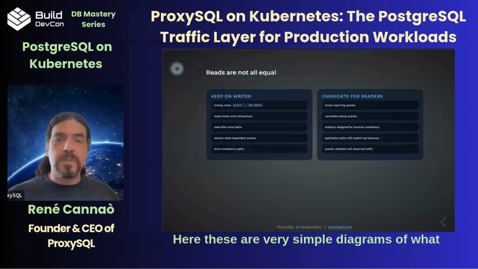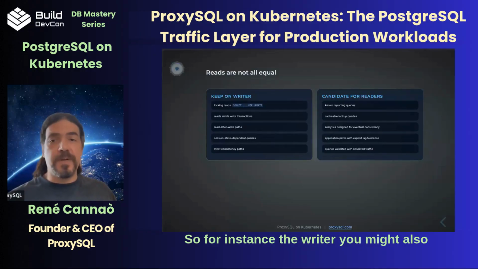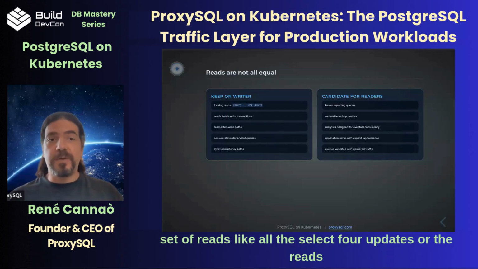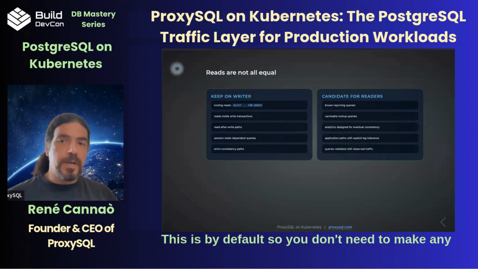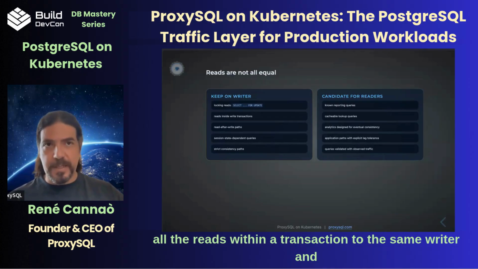Here, these are very simple diagrams of what needs to be sent to the writer. So for instance, to the writer, you might also send not only the writes, but also some specific set of reads, like all the select for updates or the reads that are within a transaction. This is by default, so you don't need to make any change here. By default, ProxySQL sends all the reads within a transaction to the same writer.